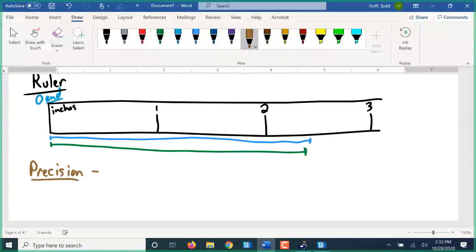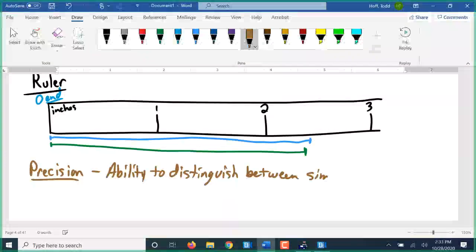Precision is defined to be the ability to distinguish between similar objects. So this ruler here is not precise enough to distinguish between the blue line and the green line. Well, how can we make it more precise? Well, we can divide the units up.